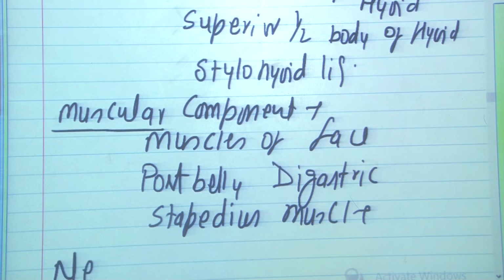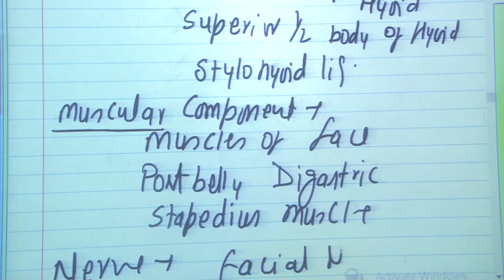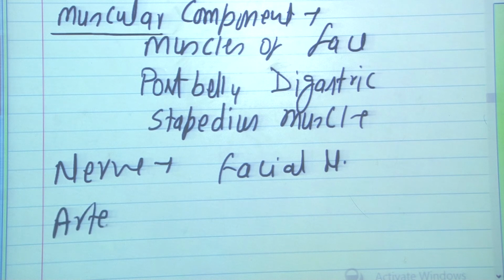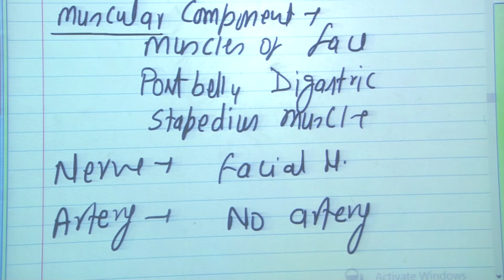Now, the nerve. What is the nerve of second pharyngeal arch? Answer is the facial nerve. Artery, which artery develops from second pharyngeal arch? Answer is no artery develops from second pharyngeal arch. So, this is about the second pharyngeal arch.